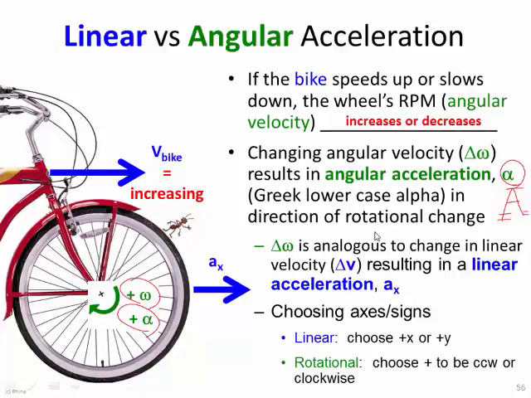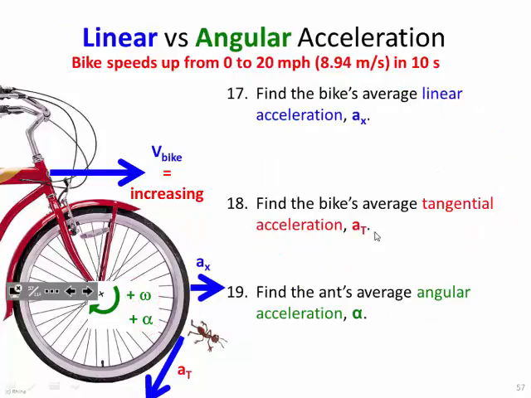So now we can go back and look at some of the stuff we did before. How do we calculate the bike's average linear acceleration? We're going to assume that this is evenly speeding up, so it would also match our instantaneous acceleration. How do you calculate linear acceleration on an average basis?